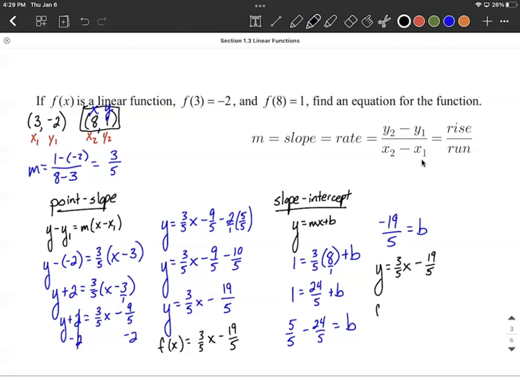Again, you may want to rewrite it with an f of x instead of the y. But either direction you go, we'll get to the exact same answer, as you can see on both these methods. Whichever one works best for you, I'd say use it and get confident about it. All right, good luck. Hope it helps.